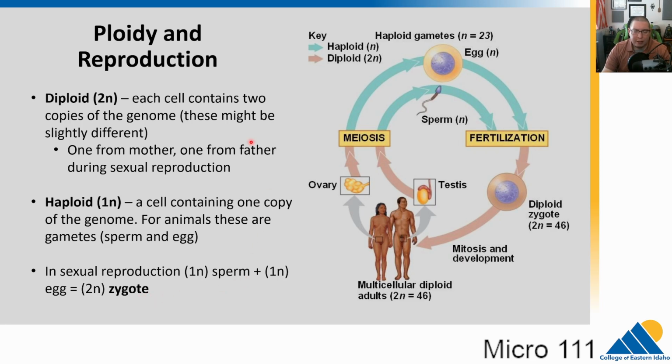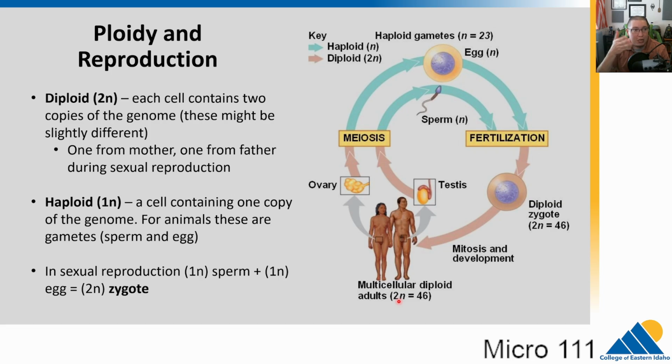So let's look at the cycle here. We're going to focus on animals. This doesn't fit for everything, but I want you to know these terms. So we're gonna talk about these different types of division in a second. So we have you, me, everyone that is human. We are what's called a multicellular diploid. That means we're made up of many cells. Each of them is diploid, 2N.